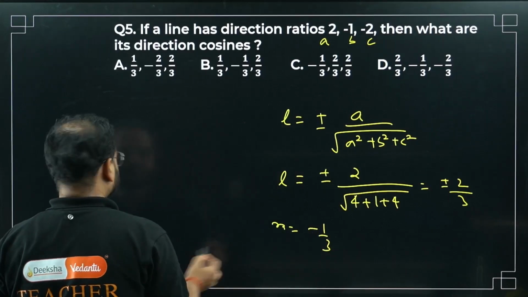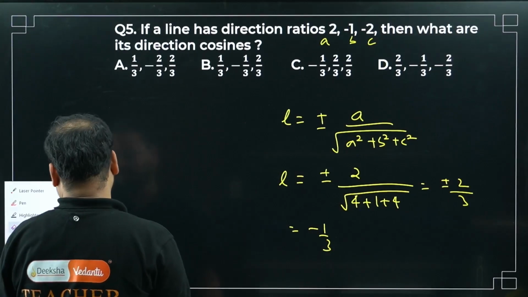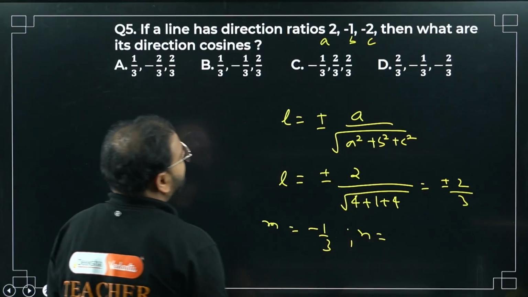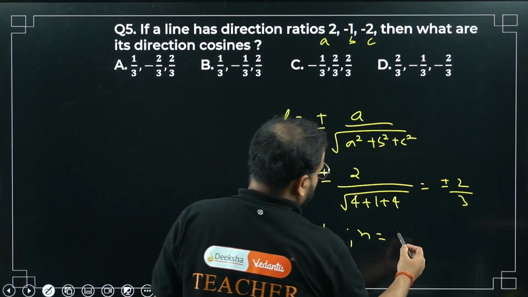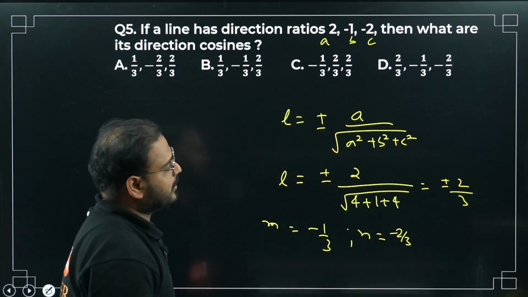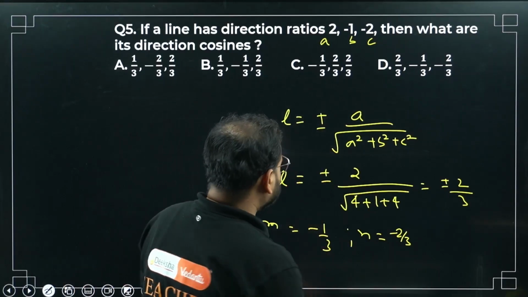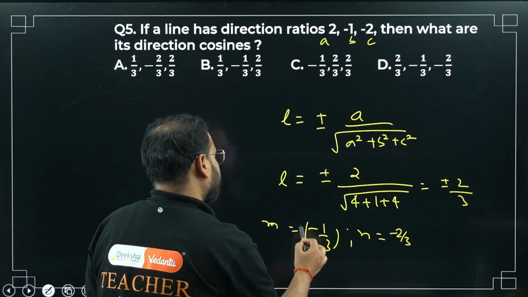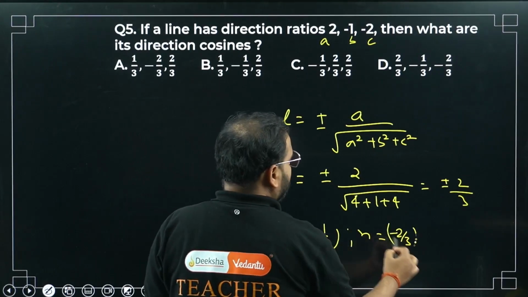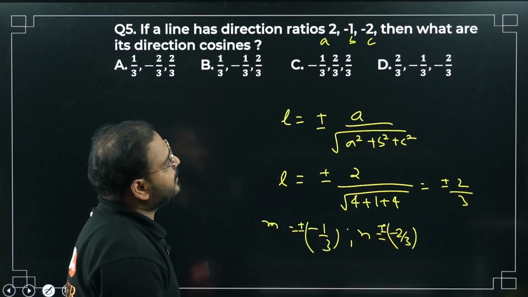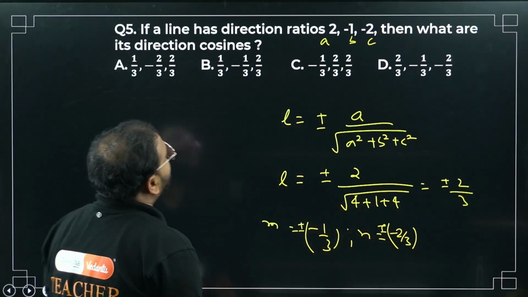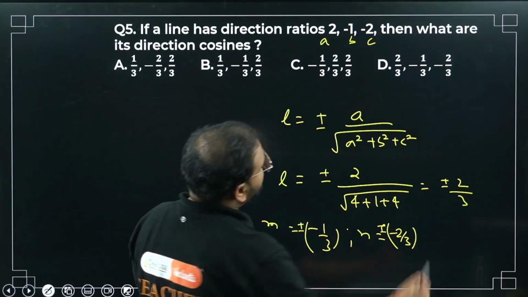Doesn't look like M, sir. M is minus 1 by 3. What about N? N is minus 2 by 3. Great. So plus minus, again both the conditions are there. Please check. If I take plus for all of it, plus minus, here also plus minus, I'm getting plus sign. If I consider, I'm going to get this as positive, this is negative, this is also negative. Option number D, is it right?